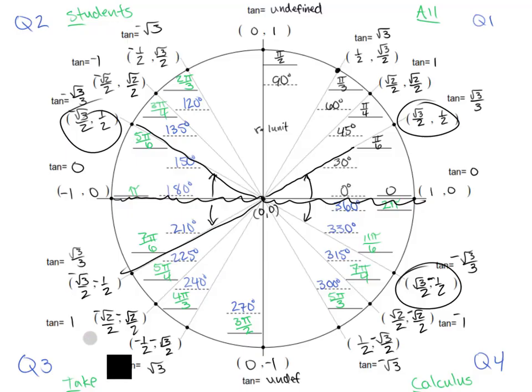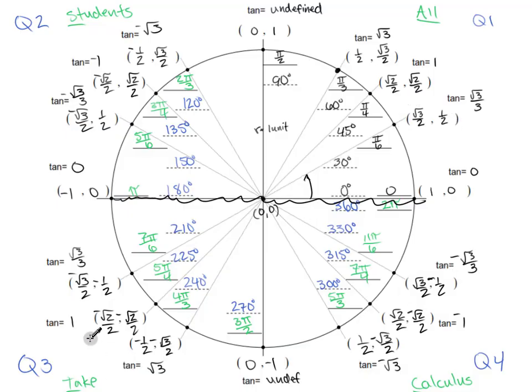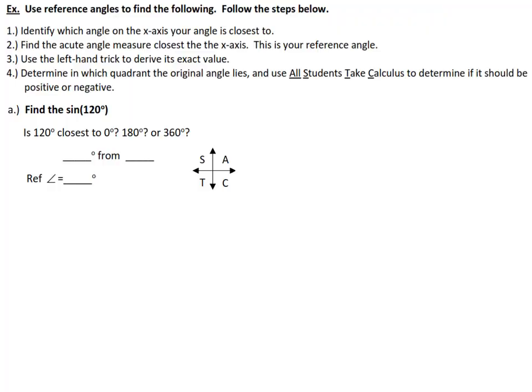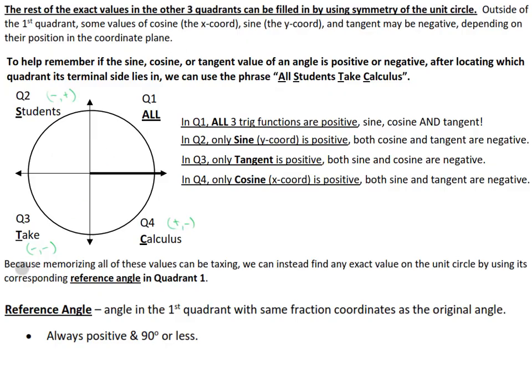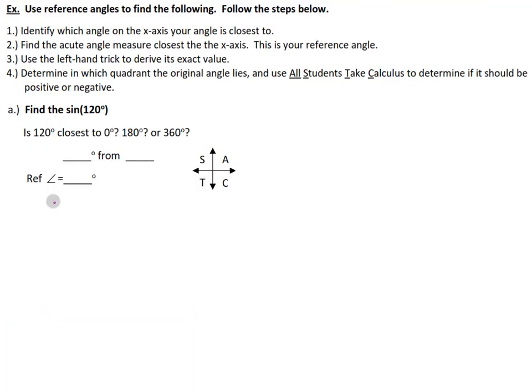But if we remember "All Students Take Calculus," we can quickly figure out that sign. So this is what a reference angle is, and we're always going to use how far away we are from the x-axis, the shortest path back to the x-axis. Okay, so when we defined the reference angle on our previous one, it's the angle we're referencing. It's the angle in the first quadrant with the same fraction coordinates as the original angle. It's always positive, and it's 90 degrees or less because we're referring to something in the first quadrant.